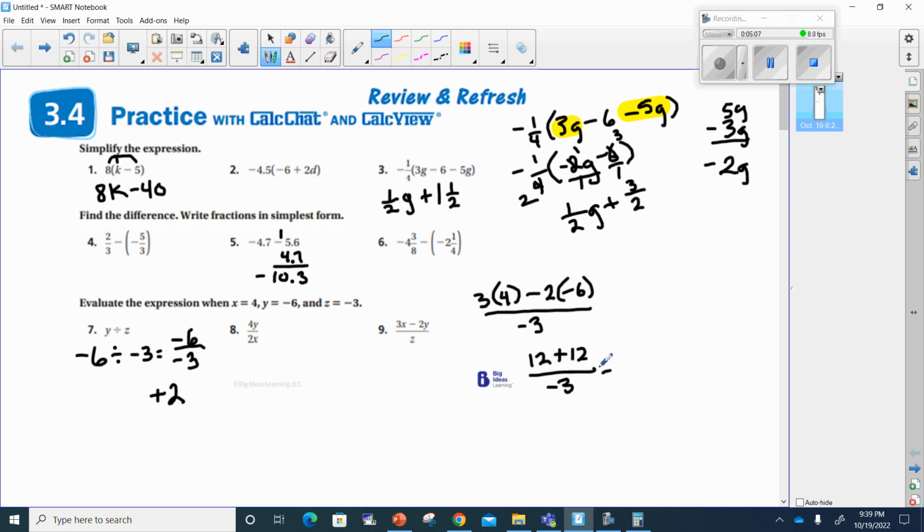Well, no, 12 plus 12 is going to be 24. Now I have 24 divided by negative 3. A positive divided by a negative is a negative. 24 divided by 3 is 8. So number 9 should be negative 8.